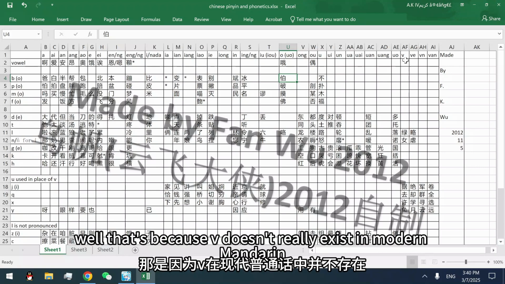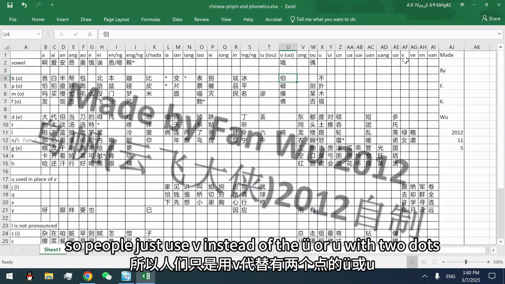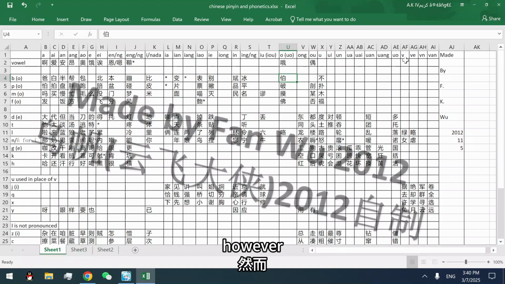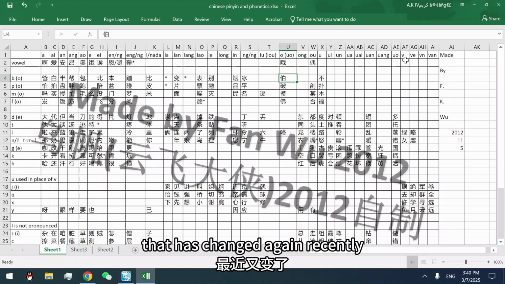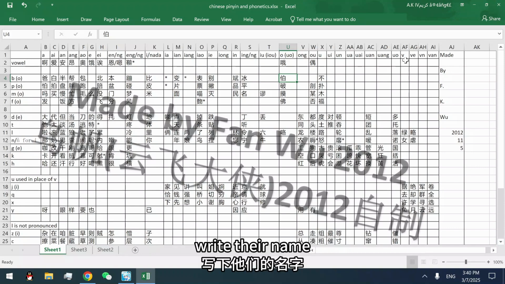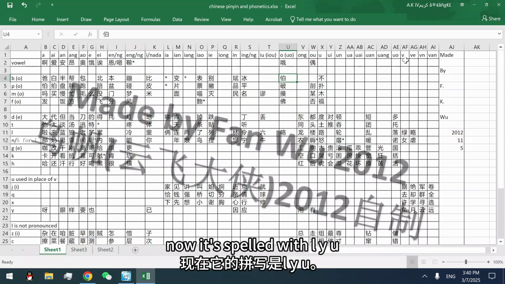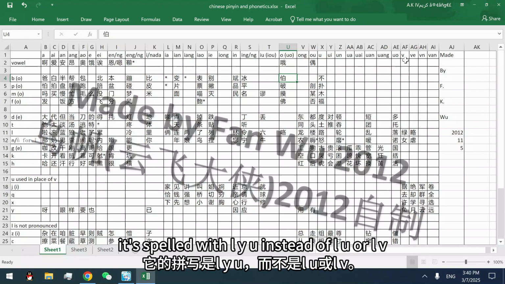Well, that's because V doesn't really exist in modern Mandarin as a spelling letter, but U exists, so people just use V instead of the U with two dots. However, that has changed again recently. So during that period, people with the last name Lü wrote their name as LV. But now the system has changed yet again in, I think, last year. Now it's spelled with LYU. It's spelled with LYU instead of LU or LV.